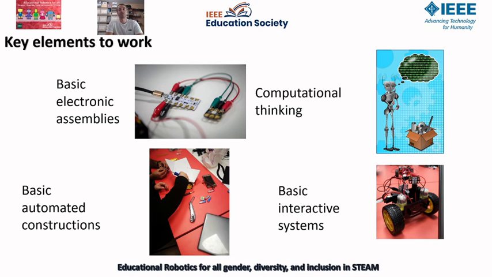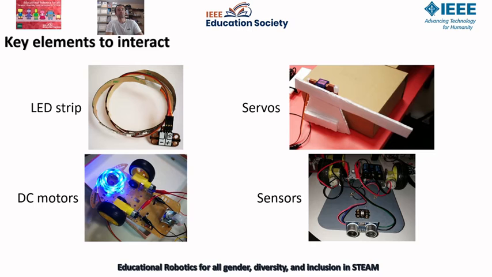The key elements to work with Crumble are the basic electronic assemblies, computational thinking, basic automated constructions, and basic interactive systems. When the software is downloaded to the Crumble board, we can interact with LED strips, servos, DC motors, and different types of sensors such as the ultrasound sensors that you can see in the image.